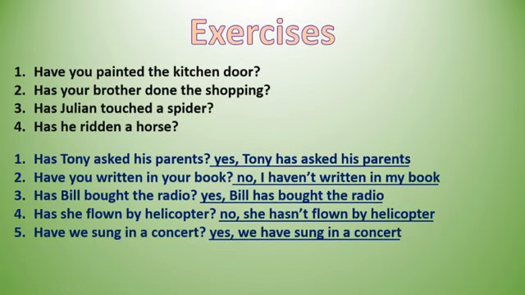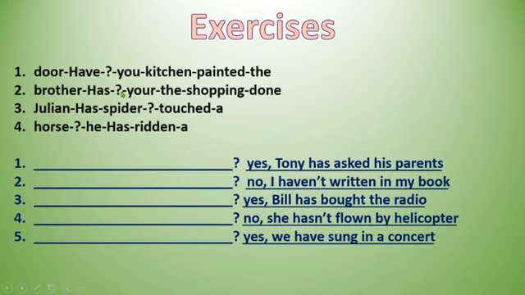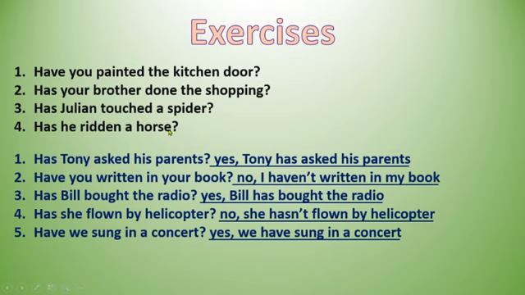Okay. Now, we're going to check what would be the right answers. We have 1. Have you painted the kitchen door? 2. Has your brother done the shopping? Has Julian touched a spider? And has he ridden a horse? Okay. Now, in the first exercise, you have the words in this order and you order them. Okay, those are the correct orders.